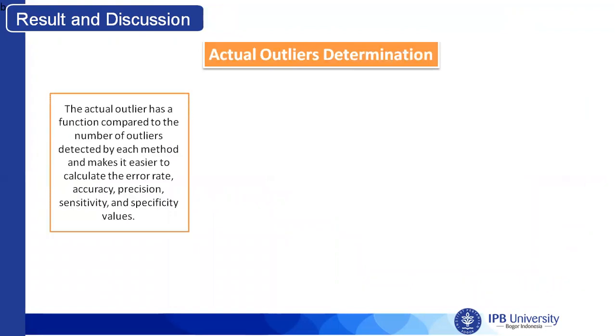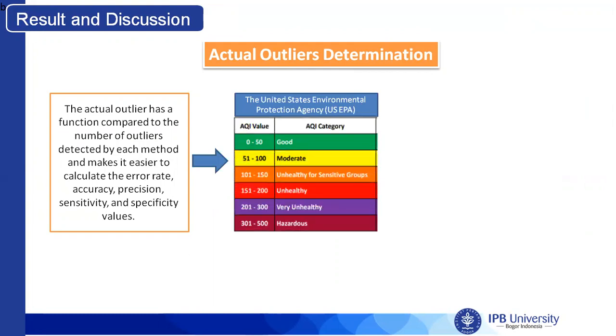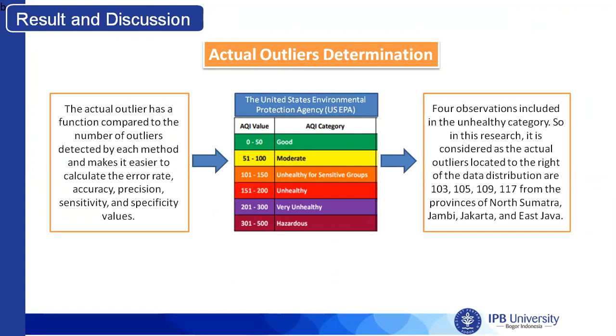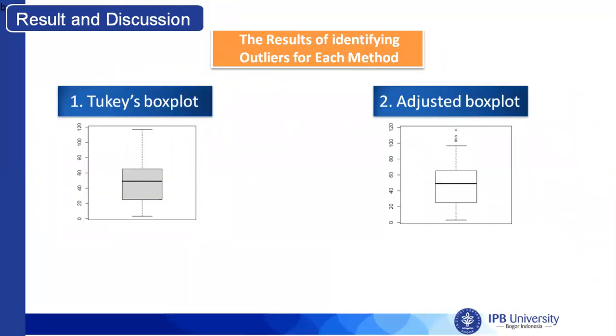Actual outliers determination has a function to compare the number of outliers detected by each method and makes it easier to calculate the error rate, accuracy, precision, sensitivity, and specificity values. Based on the threshold by the United States Environmental Protection Agency, observations included in the unhealthy category, located to the right of the data distribution and considered as the actual outliers, are 103, 105, 109, and 117.